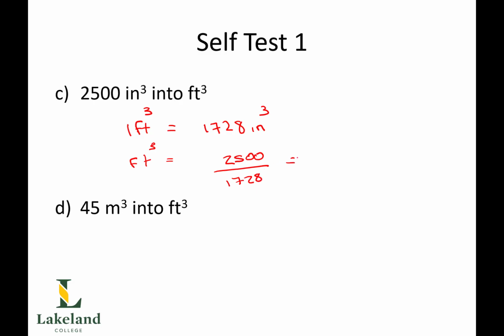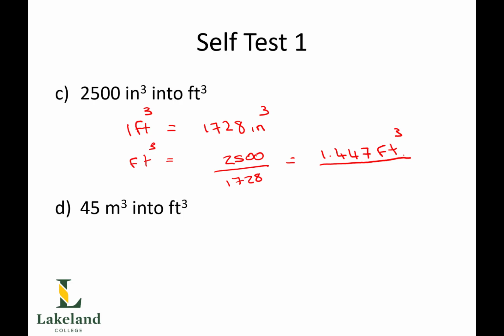If we type this in our calculator, 2,500 divided by 1728, we get 1.447 feet cubed, or cubic feet. And there's my answer. When using any of these conversion factors in the supplement, we only have 2 ways of using them, divide or multiply. Hopefully it's somewhat intuitive here that you have to divide with it, not multiply out.